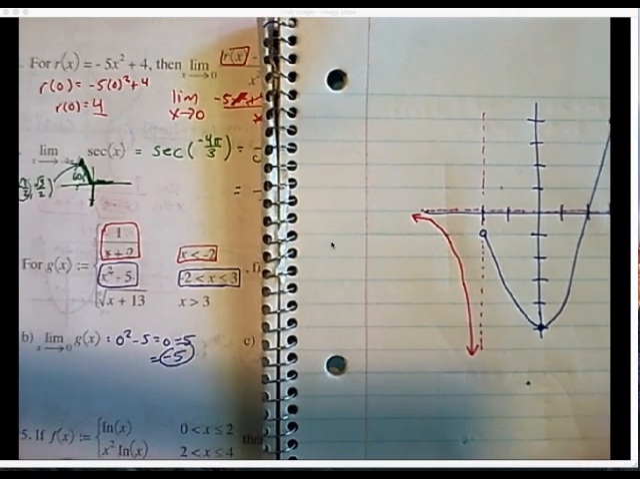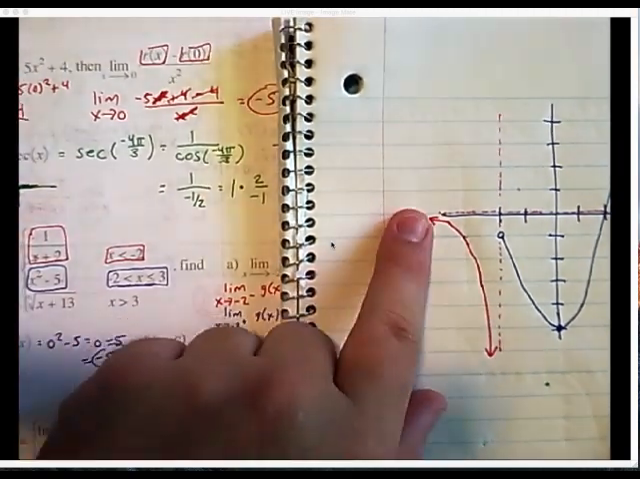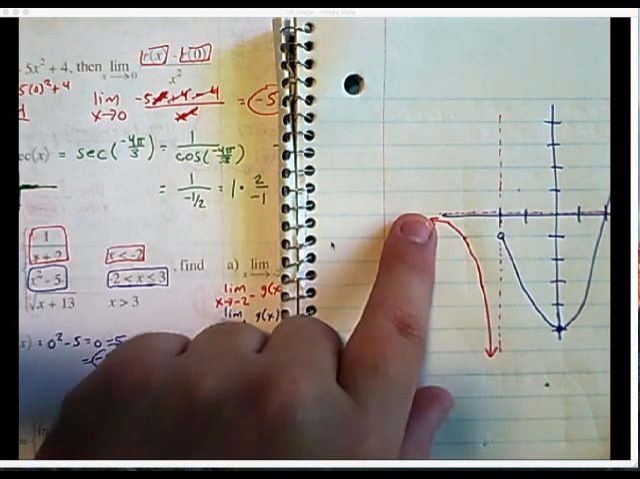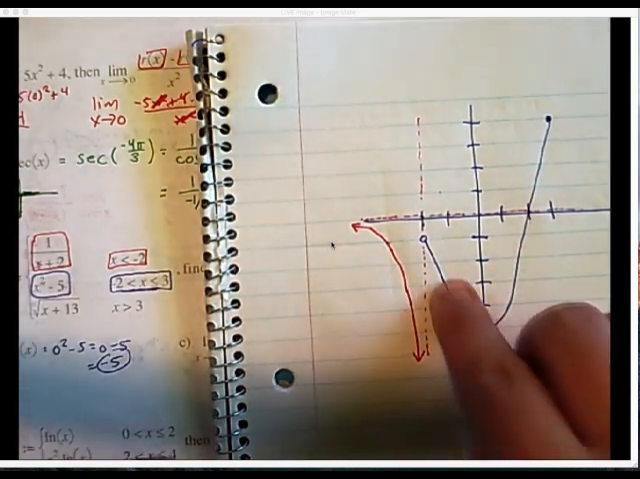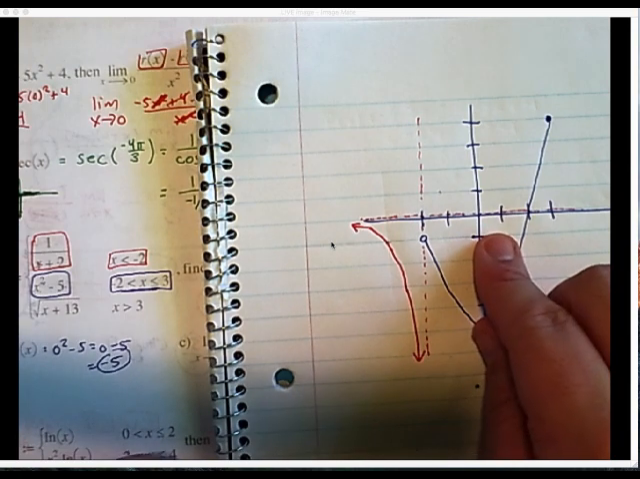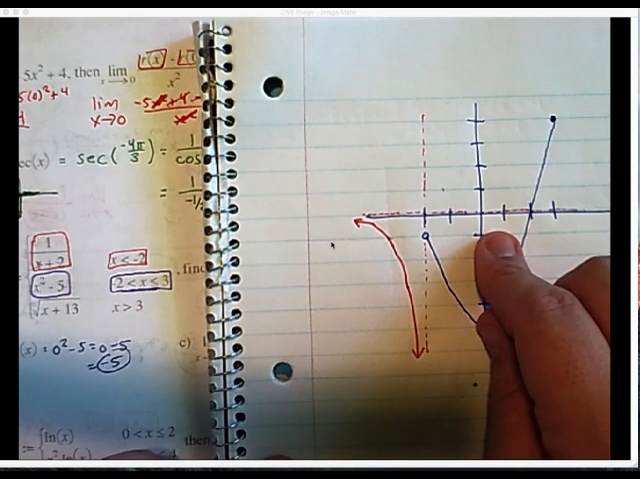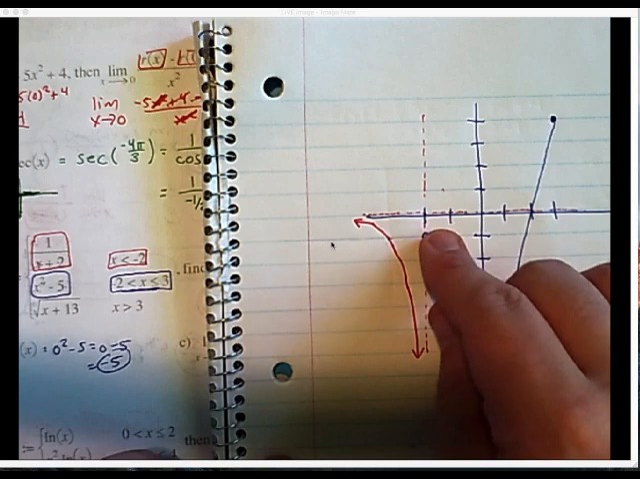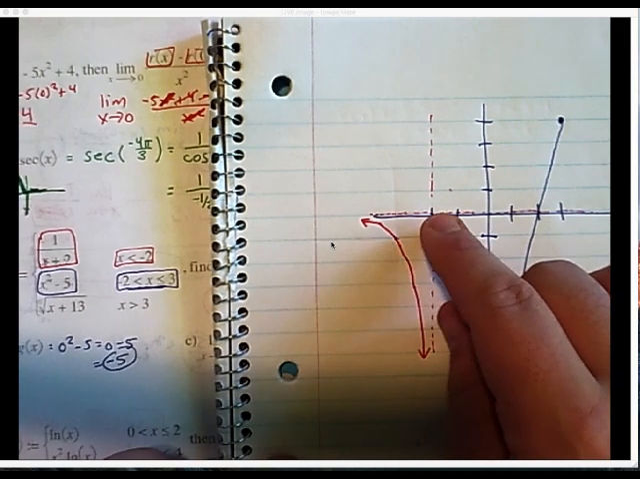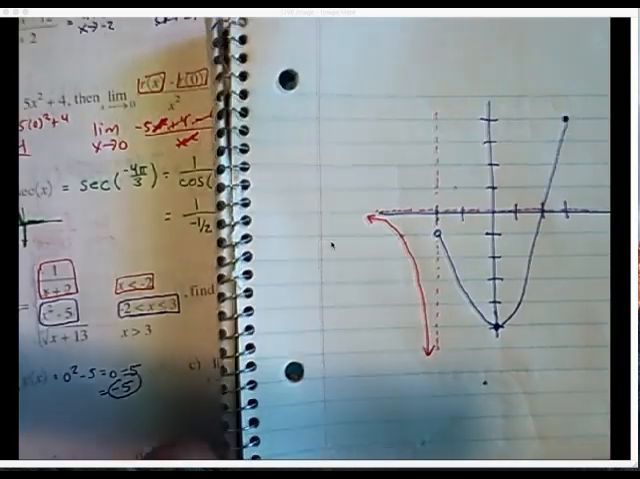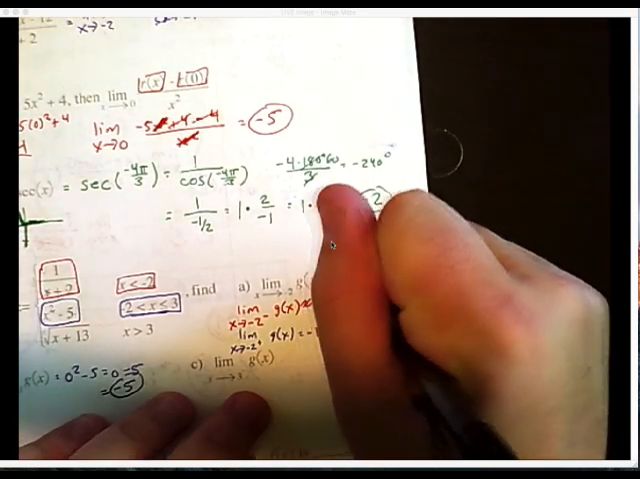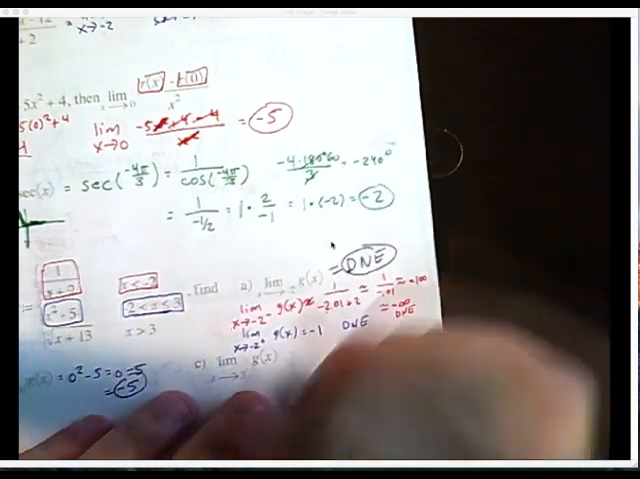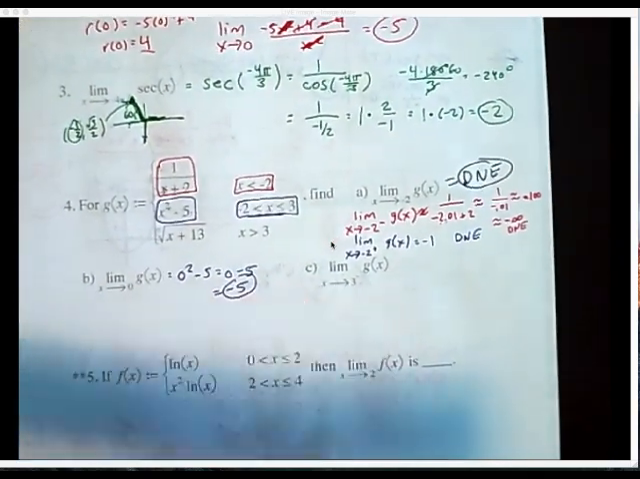So if you want to think about this graphically, hopefully you see as you approach an x value of negative 2 coming in from the left, you're going down towards negative infinity. As you approach negative 2 from the right, you're getting close to a value of negative 1. So negative infinity does not equal negative 1. So since the left limit does not equal the right limit, we can simply say here that the limit does not exist.